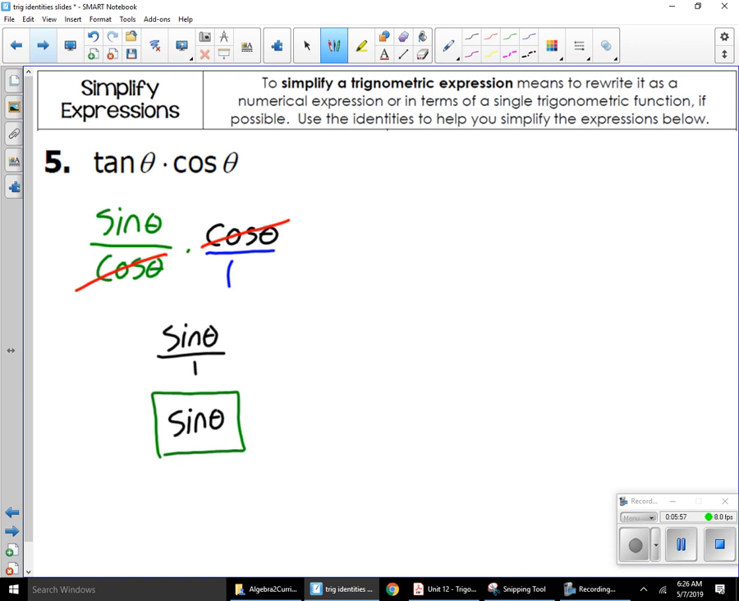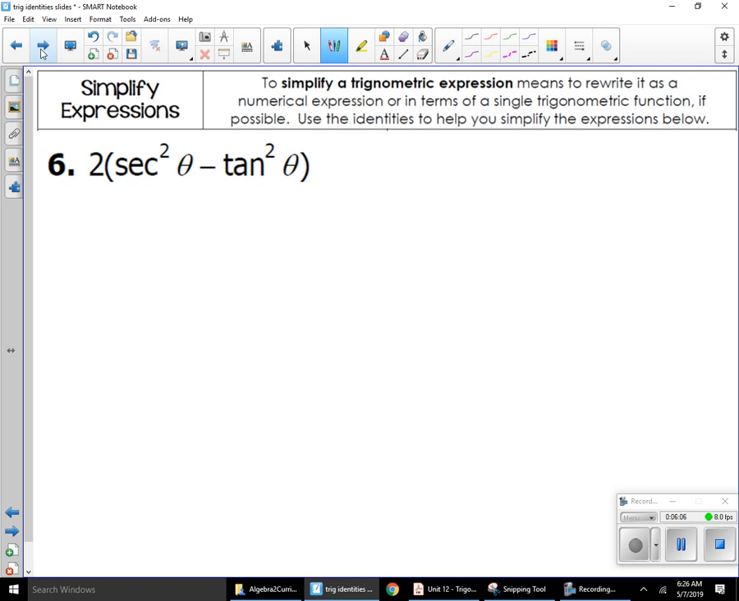So far we've used a reciprocal identity, we've used a couple of quotient identities. Let's mess around with one of those Pythagorean identities. So number 6, notice that we have those squares there. Those squares are your hint that we might want to consider using a Pythagorean identity.